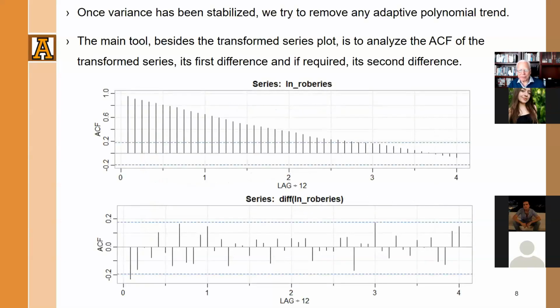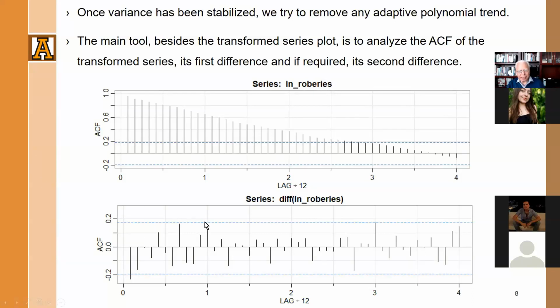Once we have the transformed series, that's the one we start analyzing to identify the model. The next thing to do is to determine the number of differences. From the plot of the data, it was clear that we still have a trend, so it's very likely that we need one difference. If we look at the ACF of the logarithm of robberies, the ACF dies very slowly. This indicates that we do not have stationarity. Okay, so I need to look at one difference.